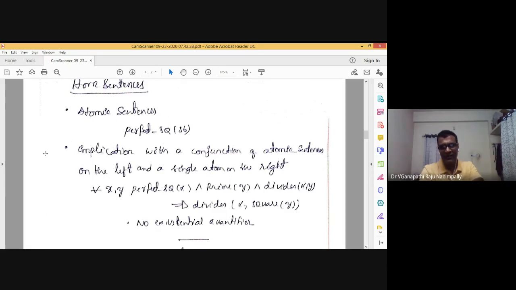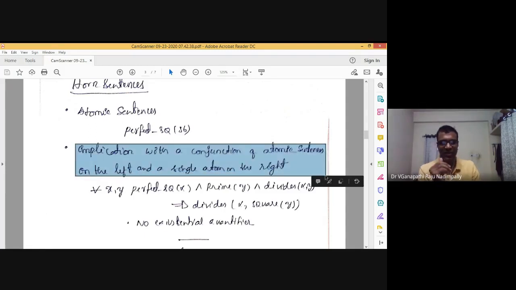Please take these two lines. Take one small subheading, Horn sentences, because I need some examples. I'm going to use this concept in the coming examples. An implication with a conjunction of atomic sentences on the left side and a single atom on the right side. Any sentences in this form are called Horn sentences.